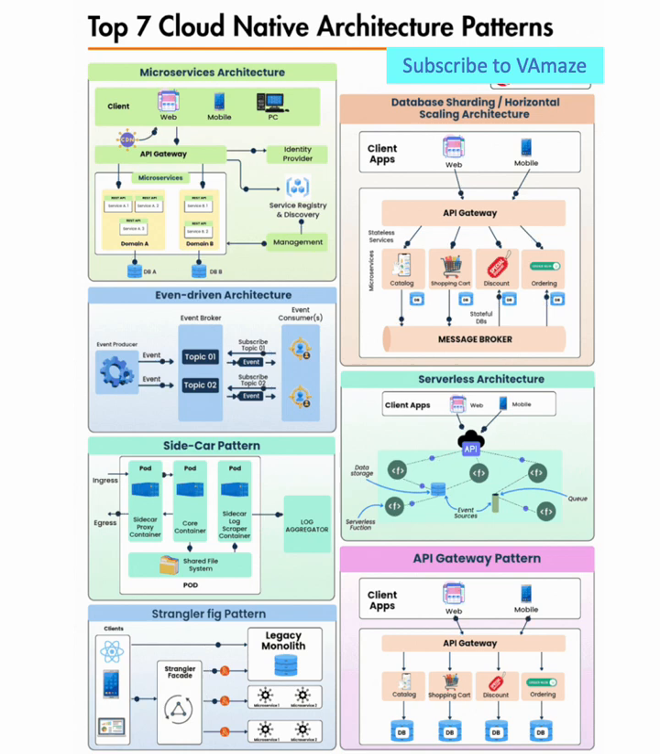Level 2, pattern integration. Mature implementations combine patterns strategically. For example, using sidecar patterns to implement cross-cutting concerns in microservices architectures or leveraging event-driven patterns to coordinate database sharding operations. Level 3, platform thinking. Advanced organizations build platforms that provide pattern implementations as services. Internal developer platforms abstract pattern complexity while providing consistent implementations across teams.